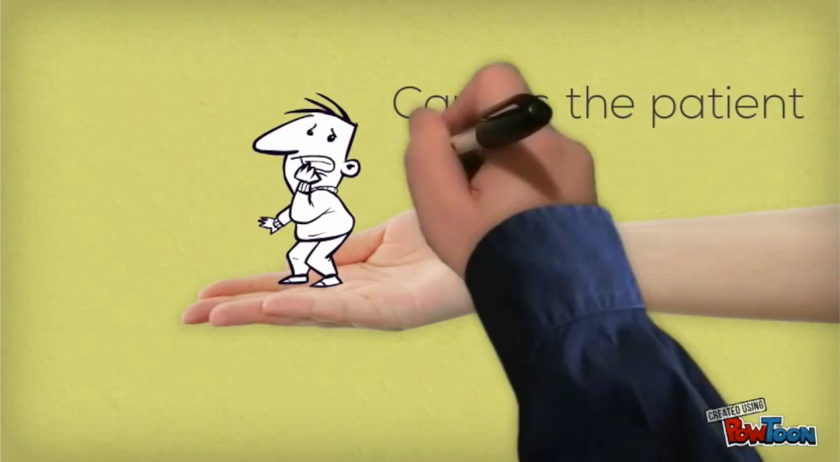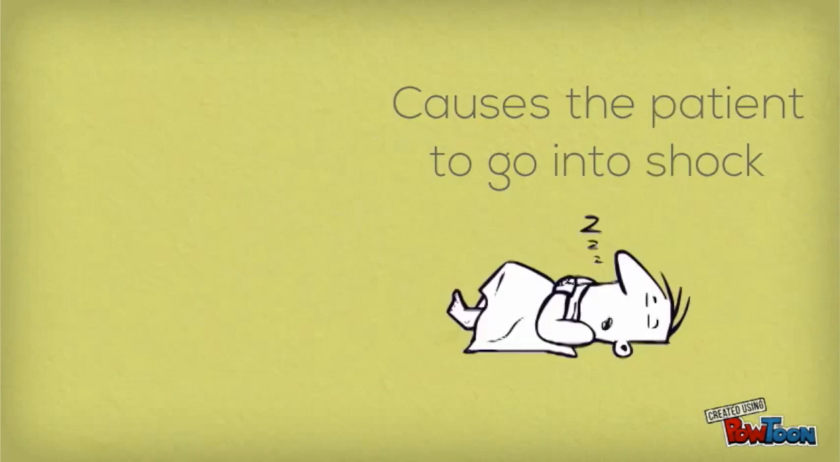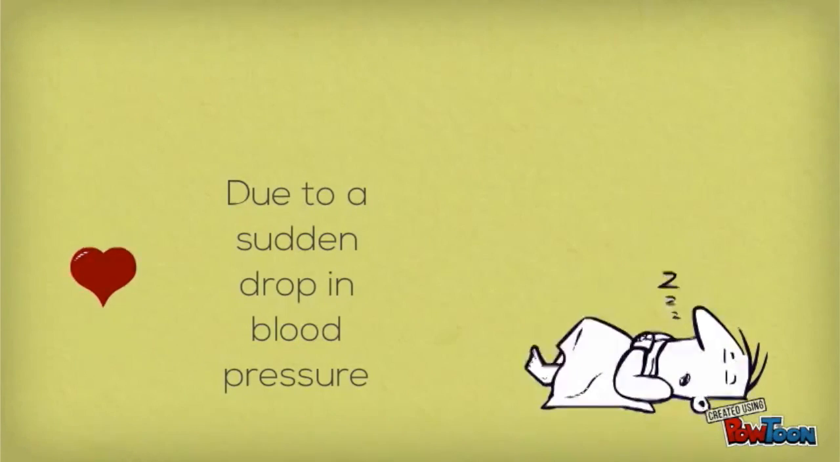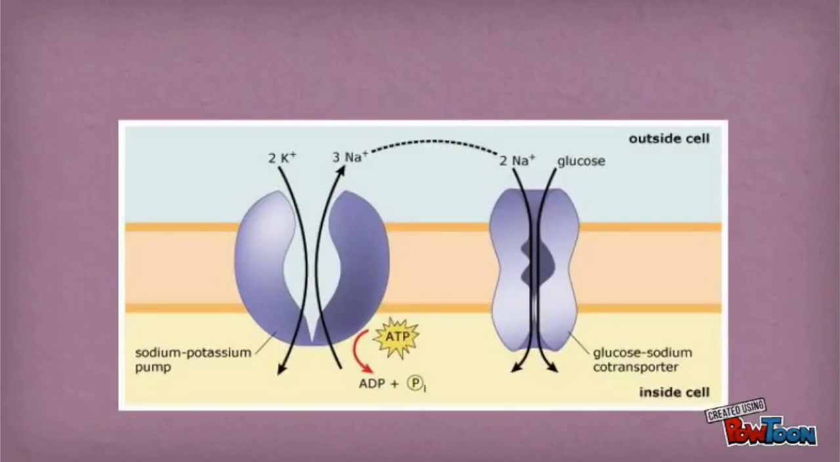This combination of diarrhea and vomiting results in the patient going into shock. This results in a sudden drop of blood pressure. If left untreated, the condition can be fatal.